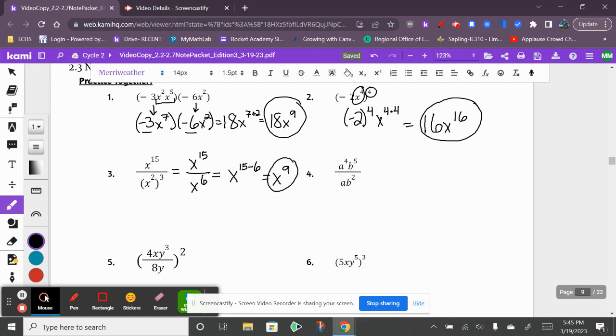For this one, we want to be able to use the quotient rule. So when we see the same base, we can just subtract. So this will be a to the 4 minus 1 and b to the 5 minus 2. So we get a to the third, b to the third.